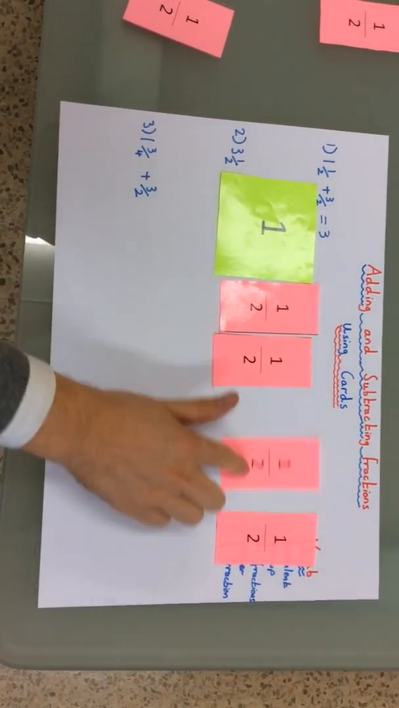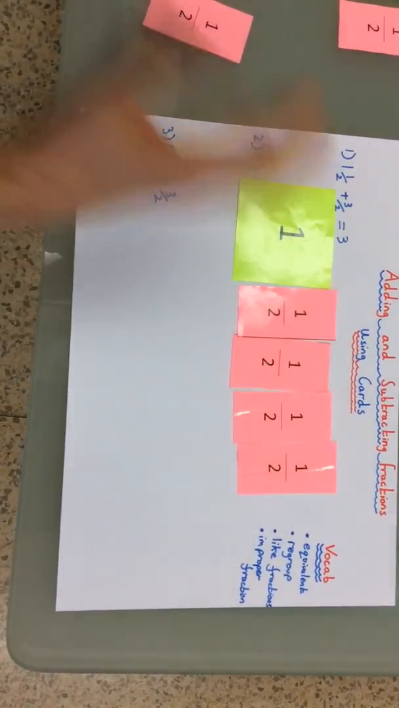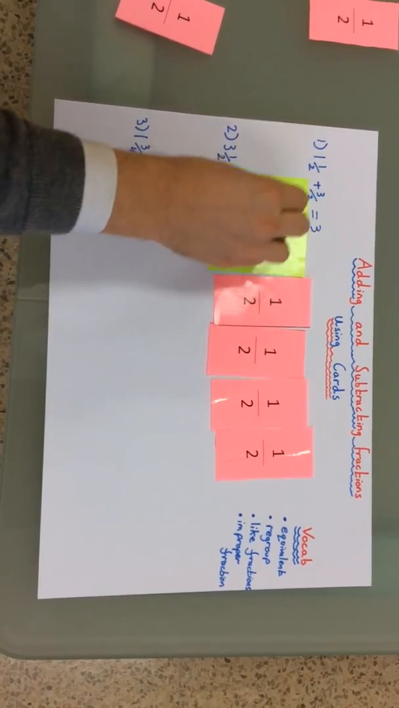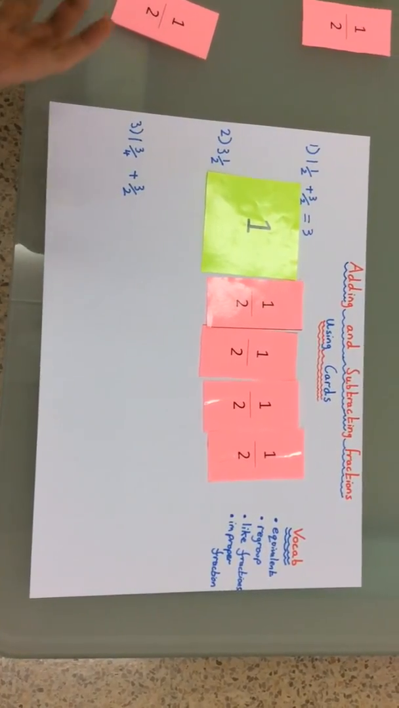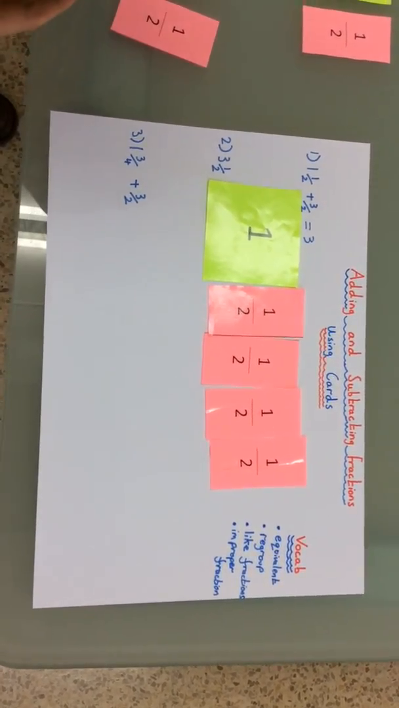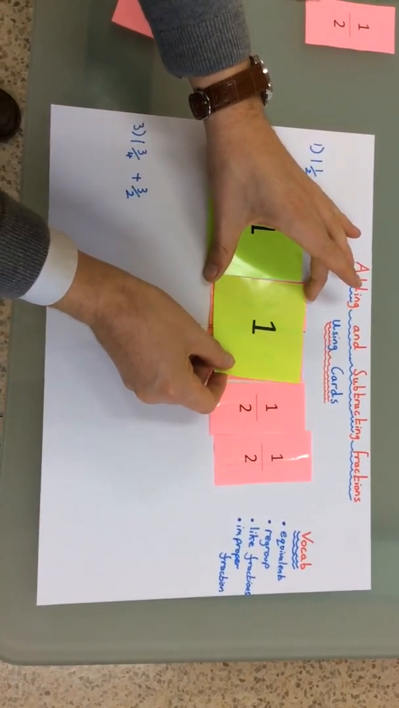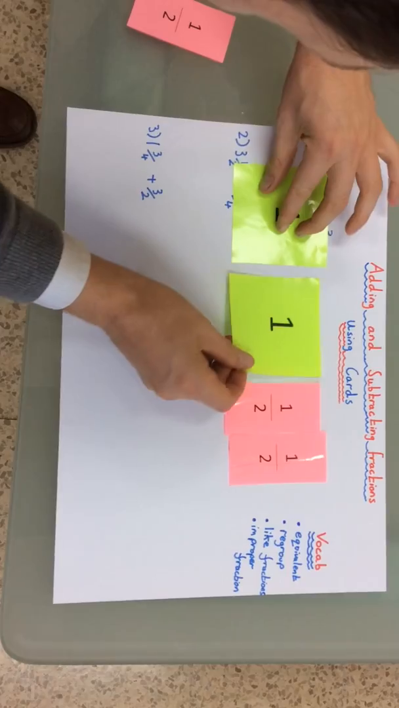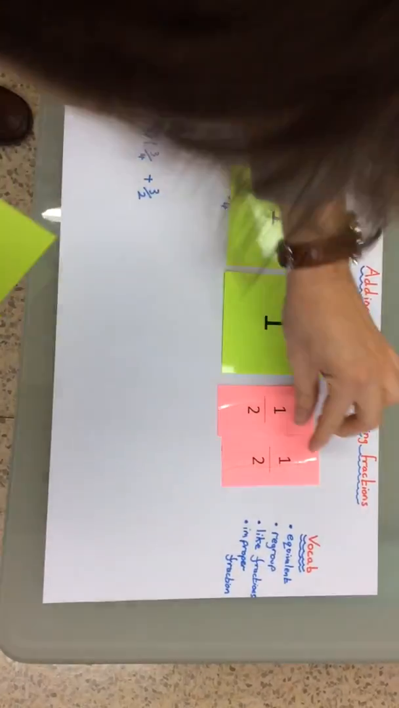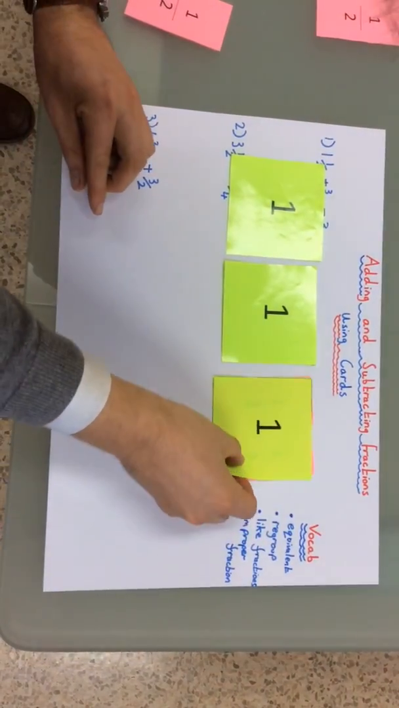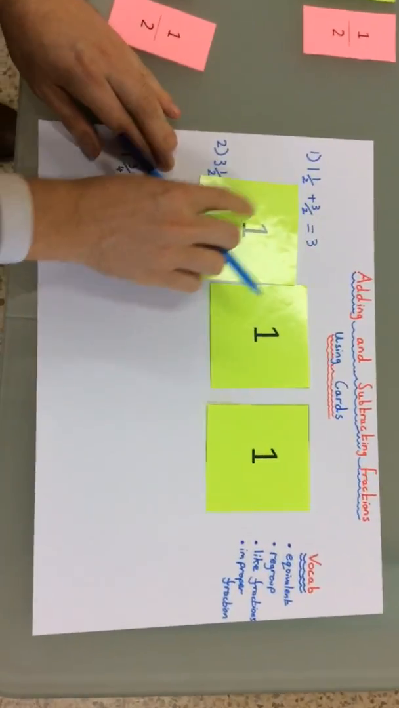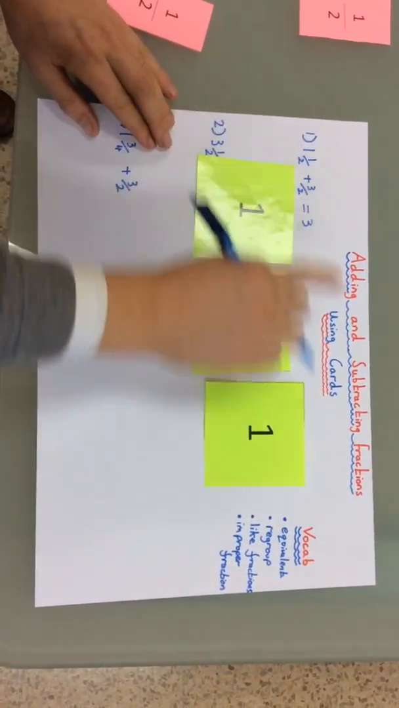1, 2, 3. Now here I can't write down my answer yet because I've got something in integers here and these in halves. So I'm going to have to regroup. Well, I can regroup this whole one for 2/2, and I can regroup this 2/2 for another whole one. And so I can see that my answer to 1½ plus 3/2 is 3.